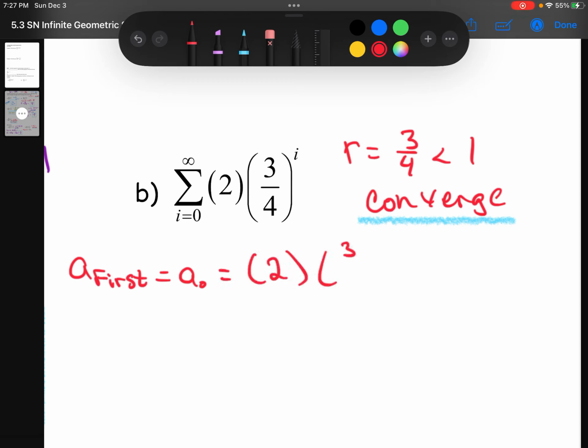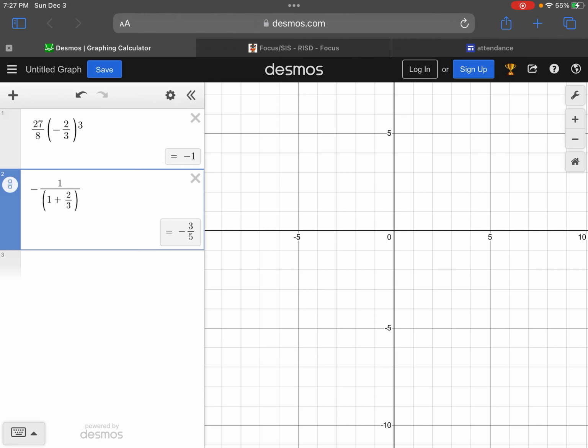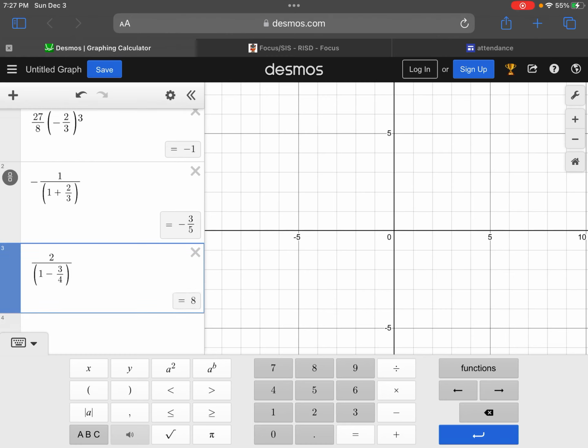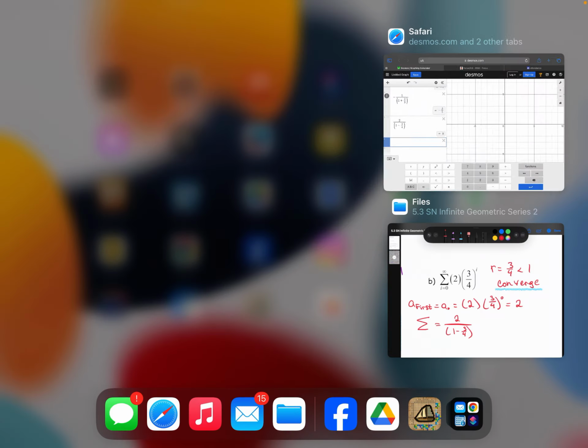So that would be 2 times 3/4 to the 0 power. Well, anything to the 0 power is 1. So this is just 2. Then that sum would be A first, which is 2, over 1 minus R. This would be 1 minus 3/4. So 2 divided by 1 minus 3/4 is 8. So this infinite sum is 8.